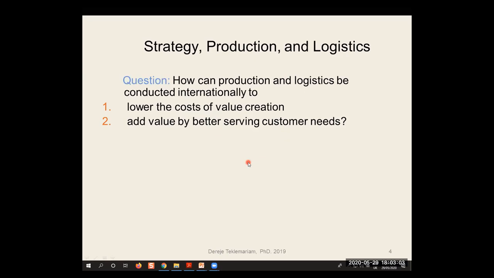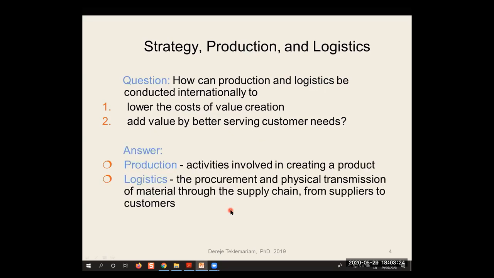This is the fundamental issue in supply chain management, whether it's an international business course, or a production course, or even a supply chain course. So anyway, this is the key issue that we need to answer. So the answer really needs to first look at production and what logistics is. Production really involves the creation of a product.